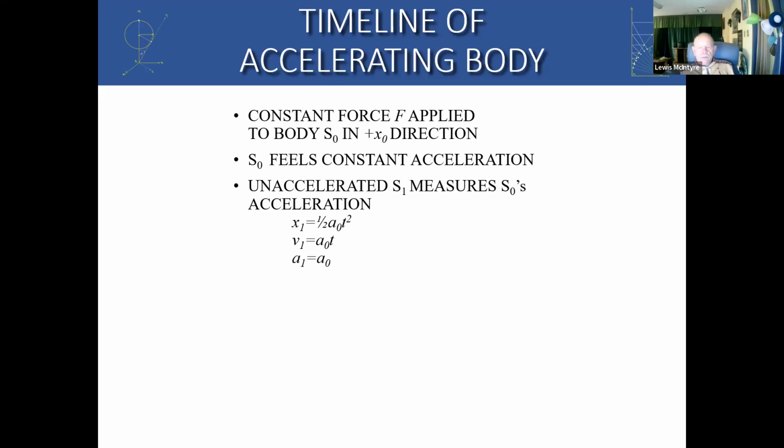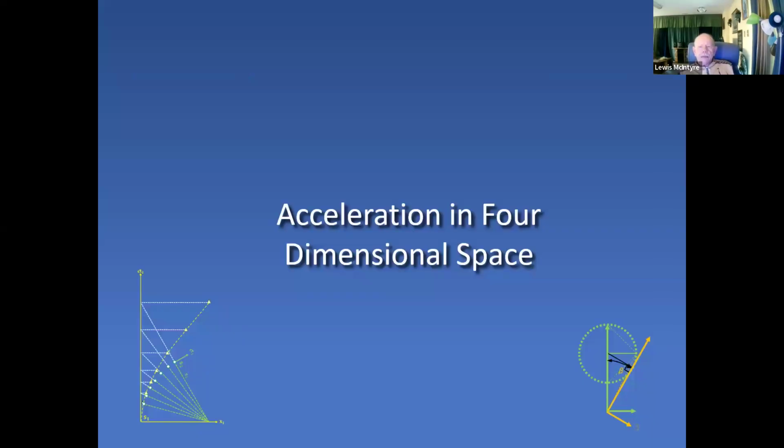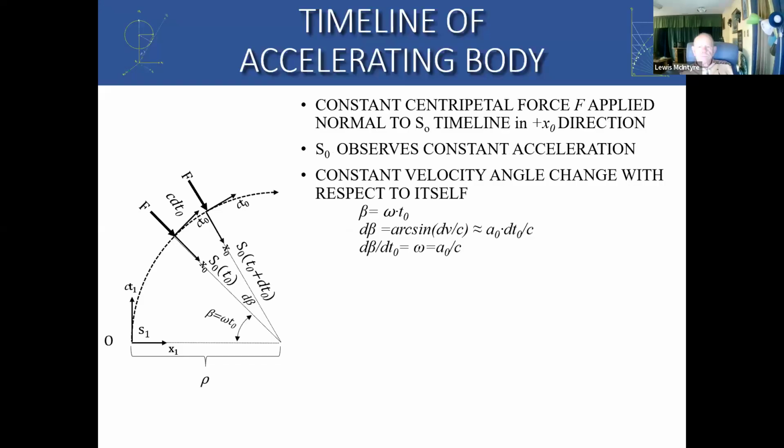The unaccelerated observer cannot sense the acceleration of the body, but can only measure its displacement over time, differentiating once to determine S0's velocity with respect to S1, and once again to determine its acceleration. Now let's see what happens as S0's velocity with respect to S1 gets larger.